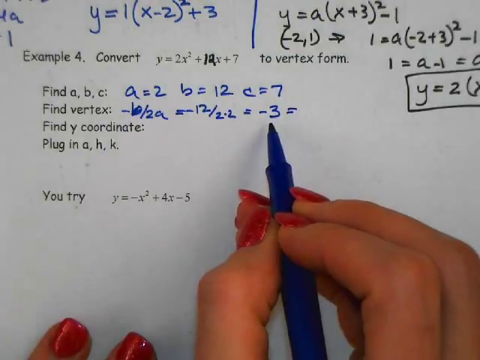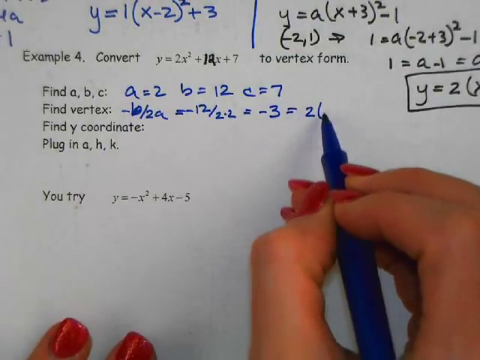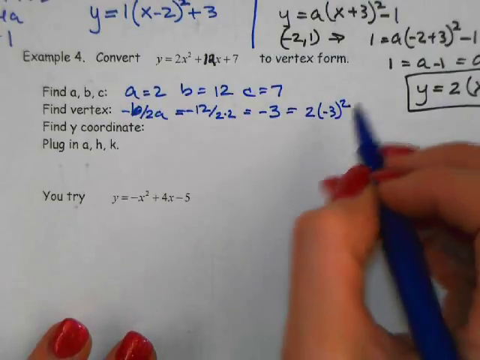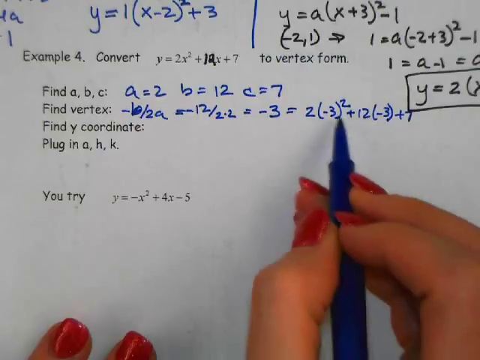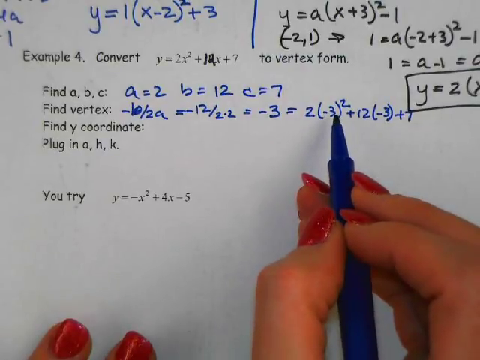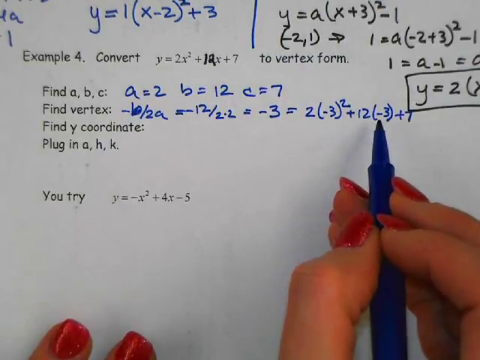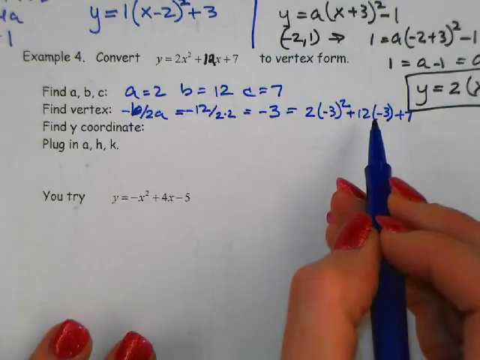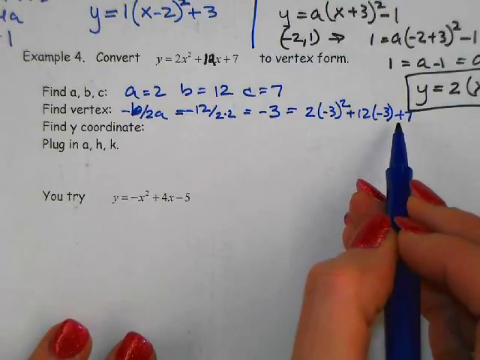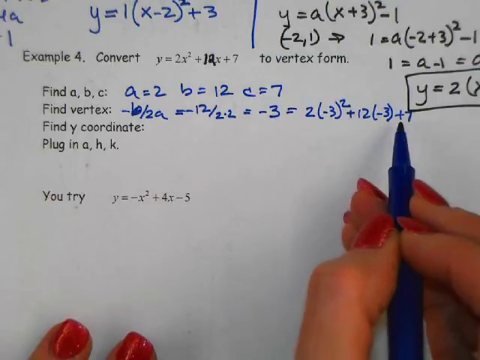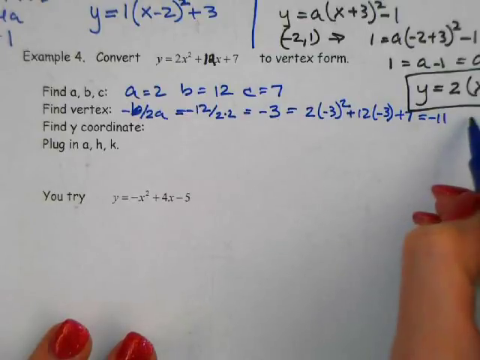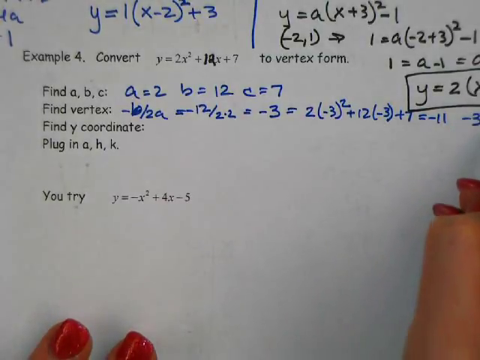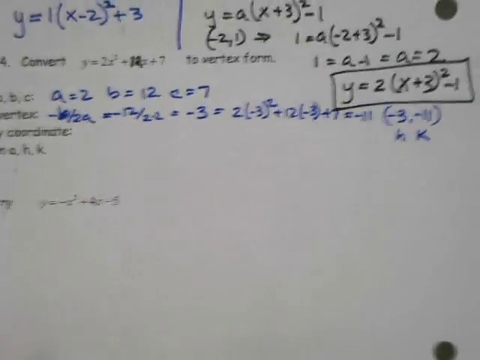Okay, so I take my -3 and I plug it in, right? So 2 times (-3) squared plus 12 times -3 plus 7. So 9 times 2 is 18. So 18 minus 36 is -18, right? And then plus 7, which is -11. So my vertex is going to be -3, -11, right? That's my h, that's my k.